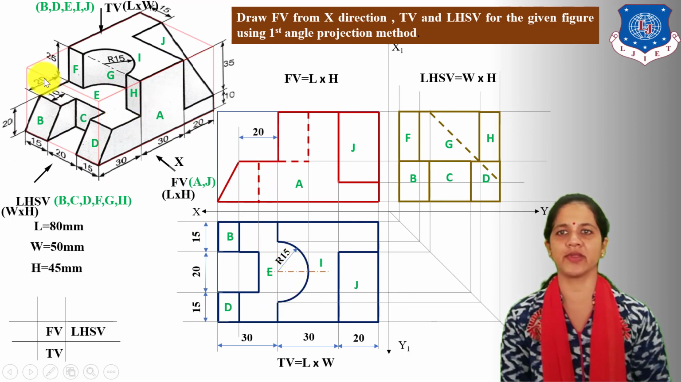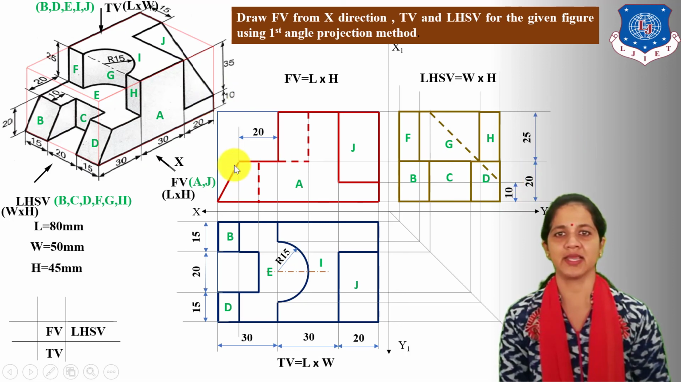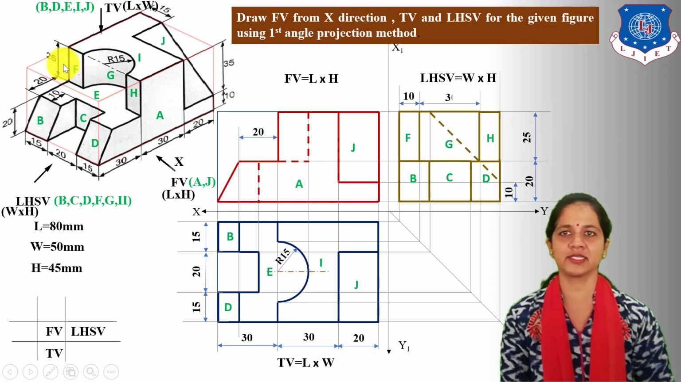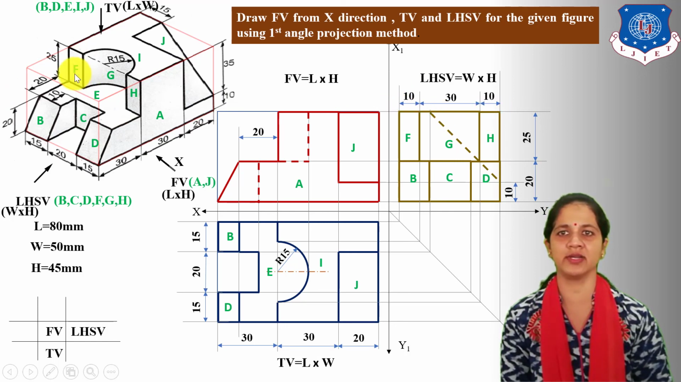Next, locate the 20 mm length, the 10 mm height of this A surface, the 20 mm height and this 25 mm height for the F, G and H surfaces. Next, locate the 10 mm width, 30 mm width and 10 mm width for the F, G and H surfaces.